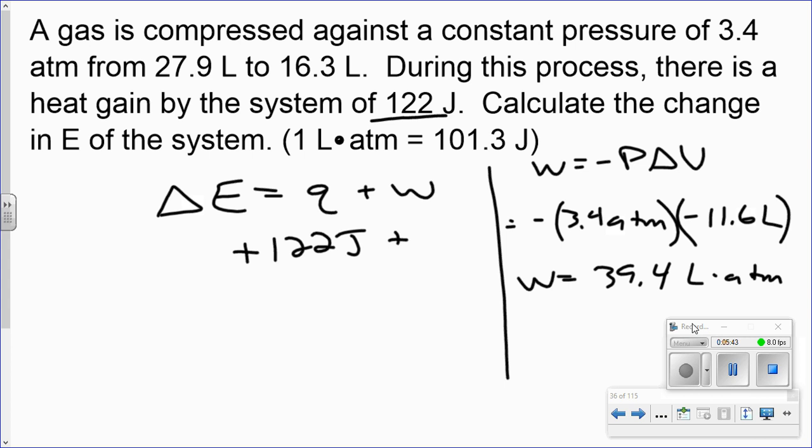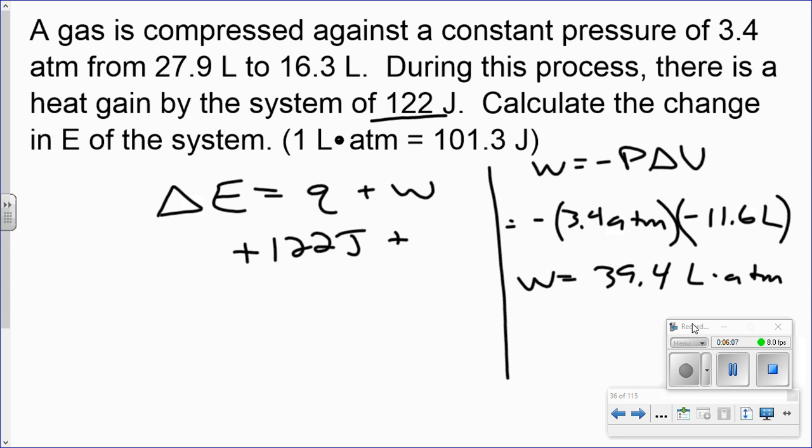So is there positive work? Is this thing having work done on it? Is it compressing? Yes, it is. The pressure of 3.4 atmospheres is pushing the system to go from about 28 liters, 27.9, down to 16.3. Okay, so that's a good positive work there. The volume change is negative, of course, because we are being compressed.